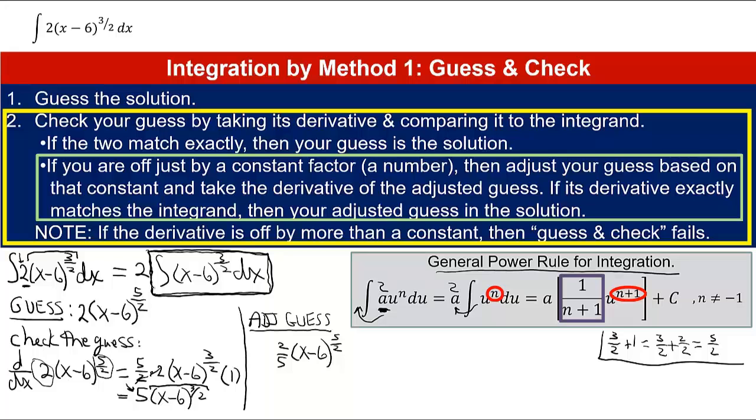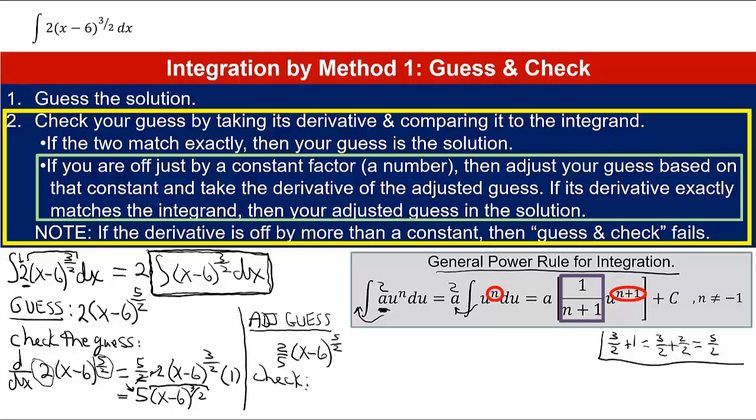As long as I move the 2 out and don't worry about it now, my adjusted guess is always going to be the reciprocal of the power. So if I have 5 halves, it'll be 2/5. If I have 9/5, it'll be 5/9. If it's 5, it'll be 1/5. You're always going to make your adjustment as the reciprocal of the power you're guessing. And now we'll check it. Let's see if that's right.